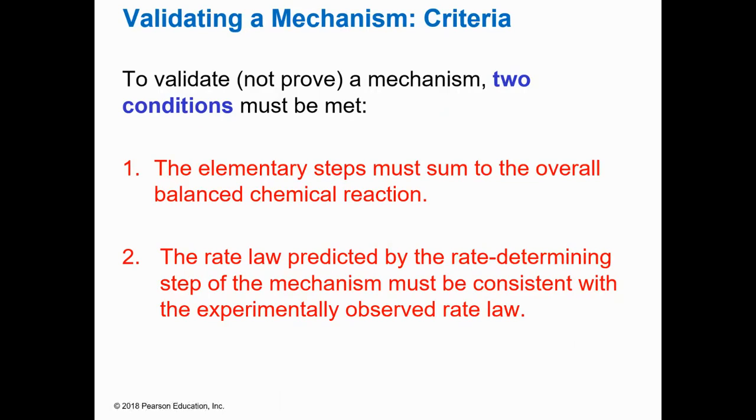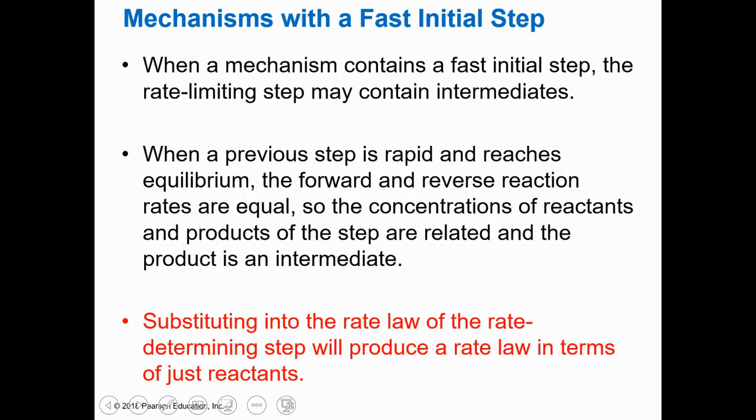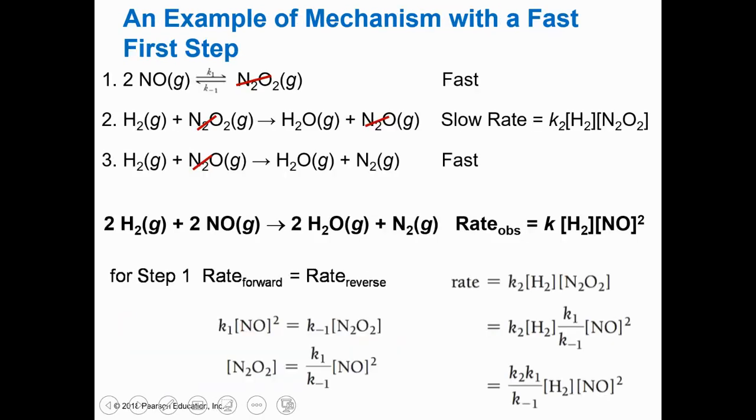And when we're doing a mechanism, 2 conditions have to be met for it to be valid. The elementary steps must add to the overall reaction, and the rate law predicted by the rate determining step is consistent with the overall rate, even if it's just an observed rate. You may substitute a rate law of the rate determining step. And I'll show you how we do that in just a minute.